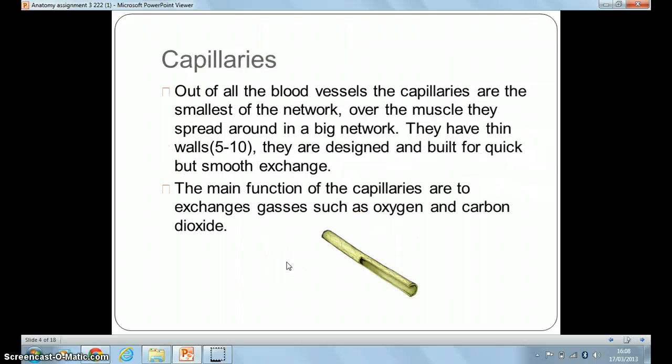Capillaries. Out of all the blood vessels, the capillaries are the smallest of the network. Over the muscle they spread around in a big network. They have thin walls. They are designed and built for quick but smooth exchange. The main function of the capillaries are to exchange gases such as oxygen and carbon dioxide.